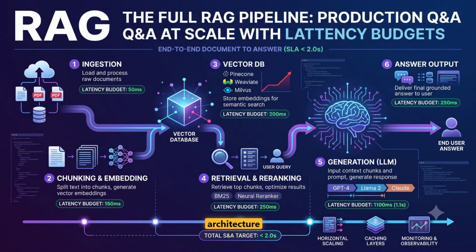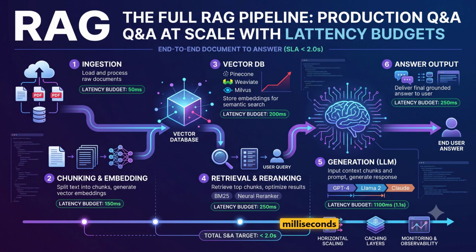You've built the architecture, now let's make it real. Imagine Perplexity or Notion AI handling millions of queries per second. Every component is now a microservice with a literal stopwatch. On the top left, under ingestion, raw documents are ingested within 50 milliseconds. The chunking and embedding, sitting right below it, must complete in 150 milliseconds.